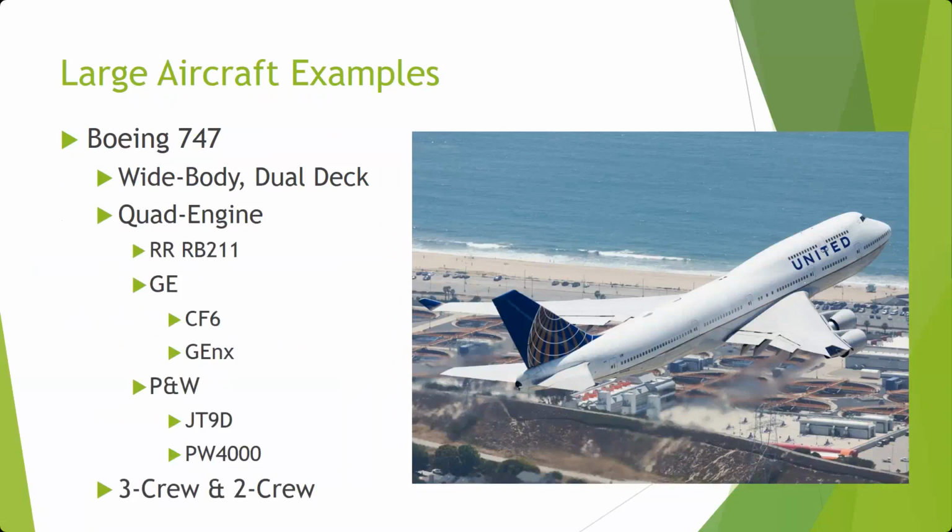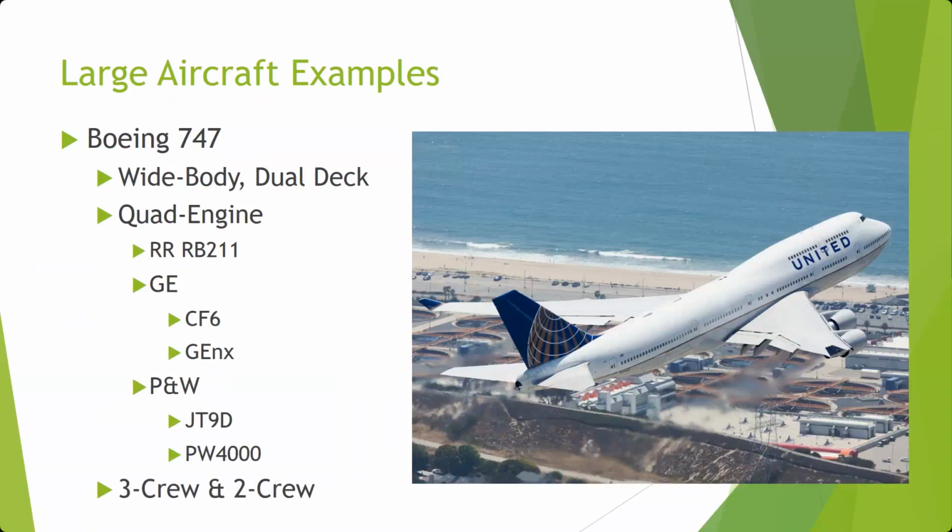The 747 was Boeing's first wide body aircraft in the commercial market. Also the first double-decker aircraft. And the original version had a much smaller top deck. This is the 747-400, it's much bigger. But quad engine, Rolls-Royce RB211s were an engine option. GE, there was the older CF6 and now the newer GEnx.